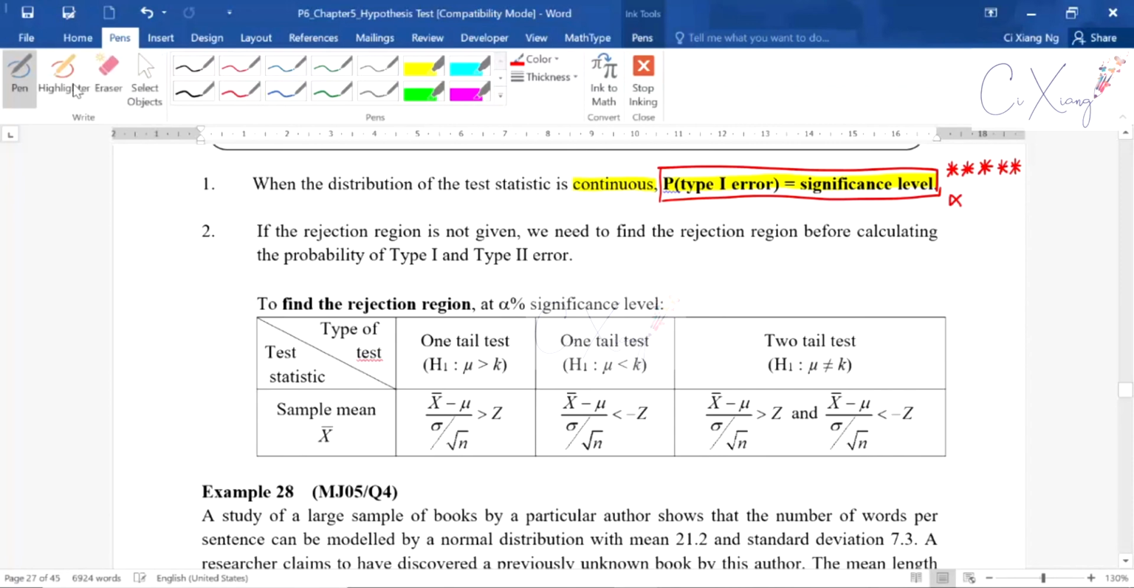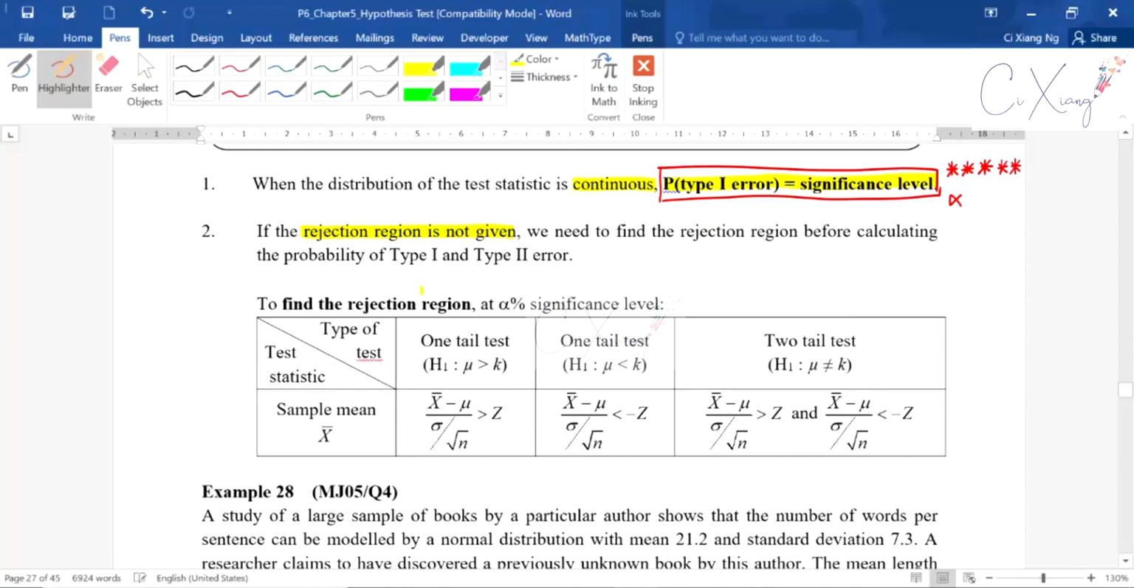Now, when we want to calculate type 1 and type 2 errors, generally you need the acceptance region and rejection region. Sometimes the question will give you the rejection region straight away. If the rejection region is given, then your work will be very easy. You just need to apply the formula, then calculate the probability. But if the rejection region is not given, then you have to find the rejection region first before you calculate the probability for the error.